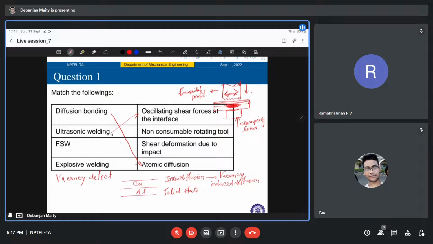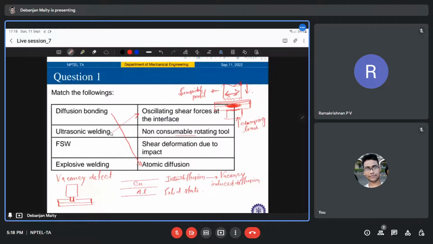Now for FSW, I hope I have discussed it a lot of times. For FSW, it will be a non-consumable rotating tool, obviously. The tool can be pinless or with a pin also. Let us say we are doing friction stir welding with a pin, and the tool will have some kind of plunge depth. The tool plunges into the workpiece, and it will rotate over the top surface.